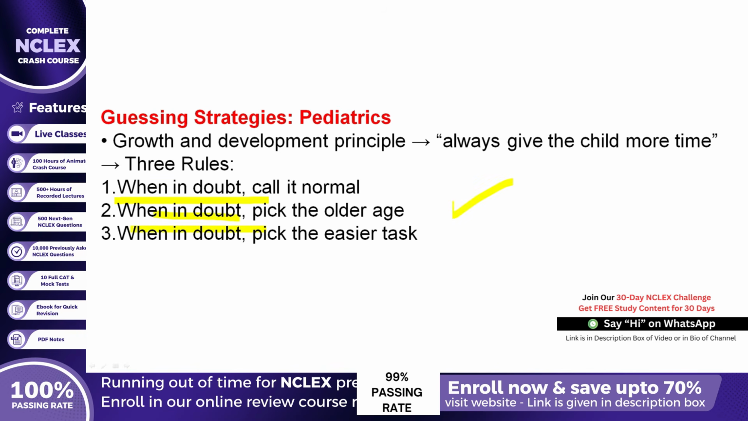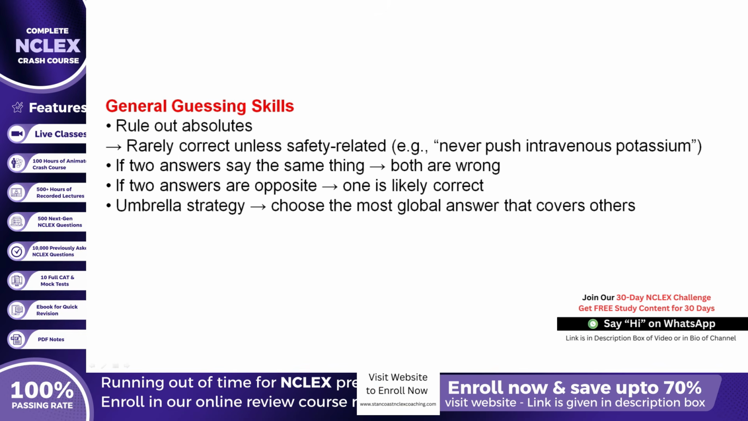As we expand into general guessing skills, remember to rule out absolutes, because they are rarely correct unless they relate to safety, such as the example, never push intravenous potassium. If 2 answers say the same thing, both are wrong, and if 2 answers are opposite, one is likely correct. Finally, with the umbrella strategy, choose the most global answer that covers the others.